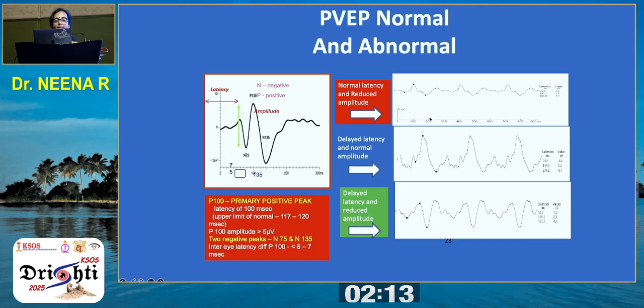So you can see here, pattern VEP is more specific, because it has a role in demyelinating optic neuritis and many other conditions, and it can also measure the visual potential in infants. So here you are looking at the positive deflection in and around 100 milliseconds. That is the P100 that you're interested in. You're interested in the latency of the P100 and the amplitude. Normally it should come within 110 plus minus 10 milliseconds, and the amplitude is usually more than 5 microvolts.